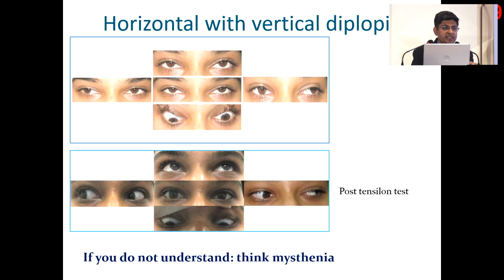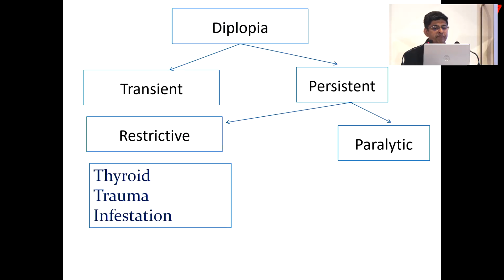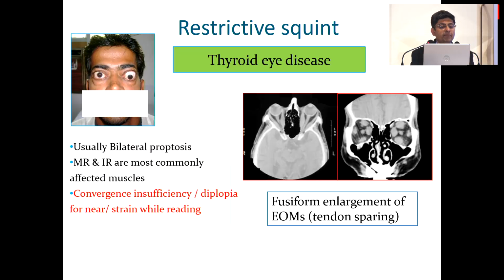Otherwise, a Tensilon test in the OT is a very, very effective one. So you know that it's persistent diplopia. You have restrictive causes and paralytic. Restrictive causes come to us fairly frequently. Thyroid is a very important problem.